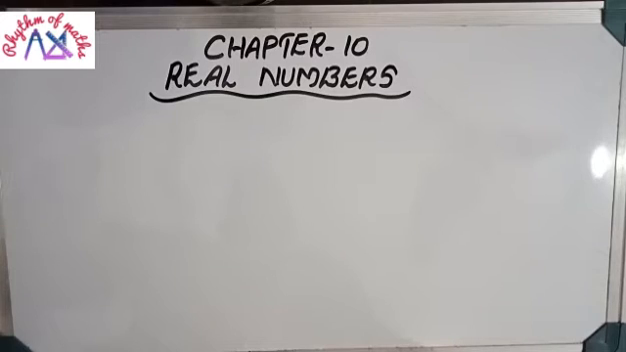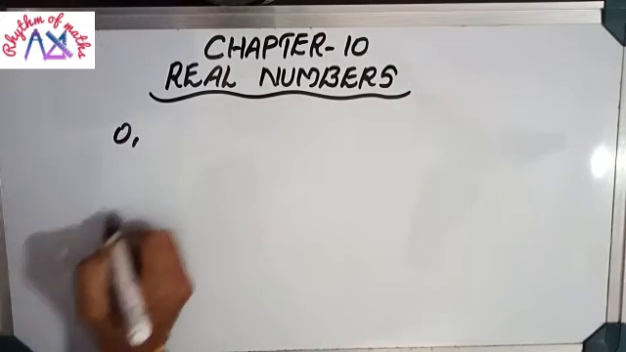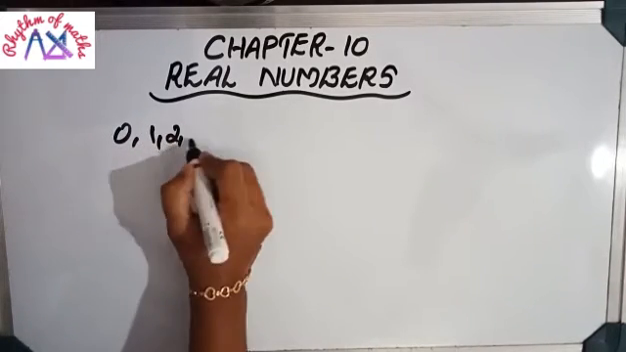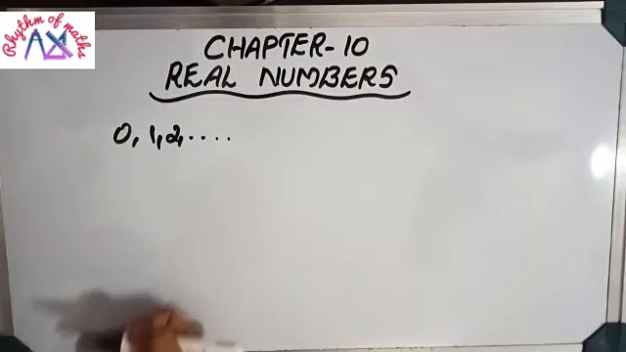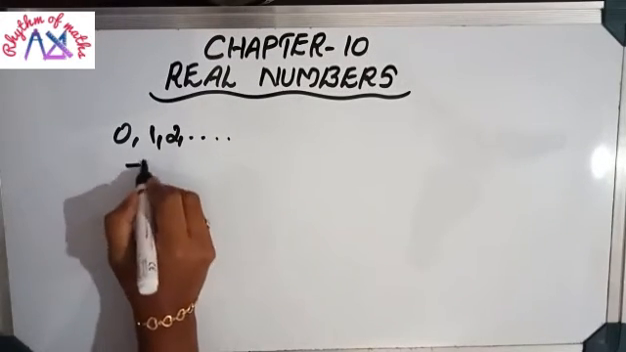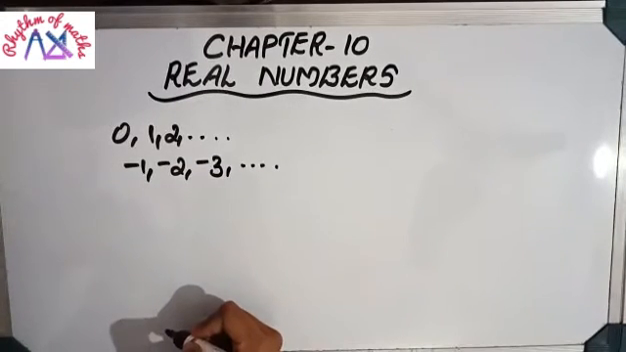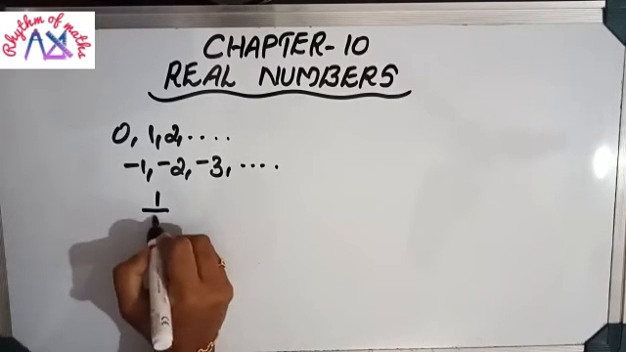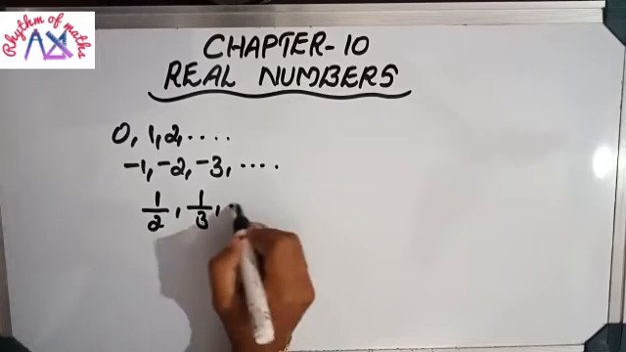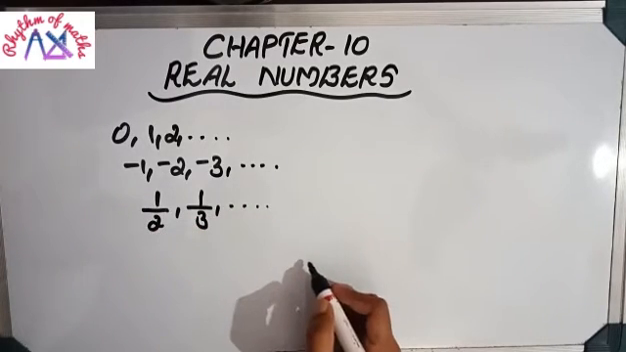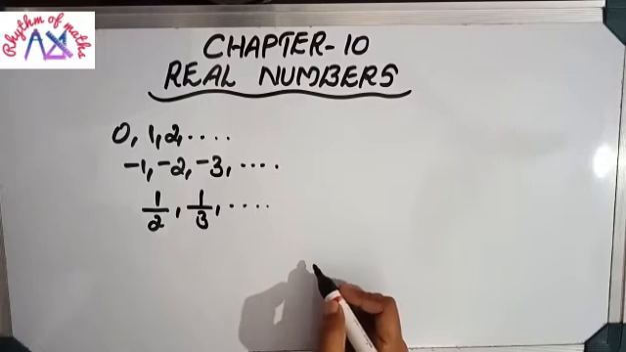Before learning the chapter, which types of numbers do you know? Which types of numbers have you already learned? Natural numbers, that is 0, 1, 2, etc. Then negative numbers we also know, isn't it? -1, -2, -3, etc. Next, fractions, that is 1 by 2, 1 by 3, like that, with a numerator and denominator. Any other types of numbers?